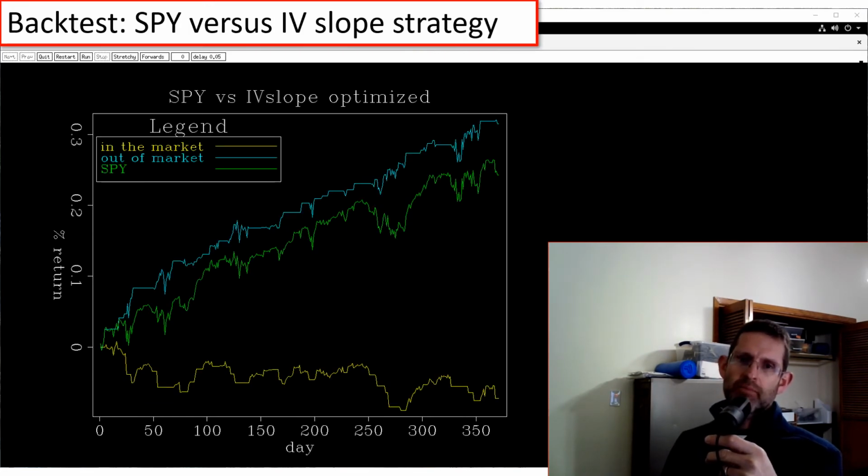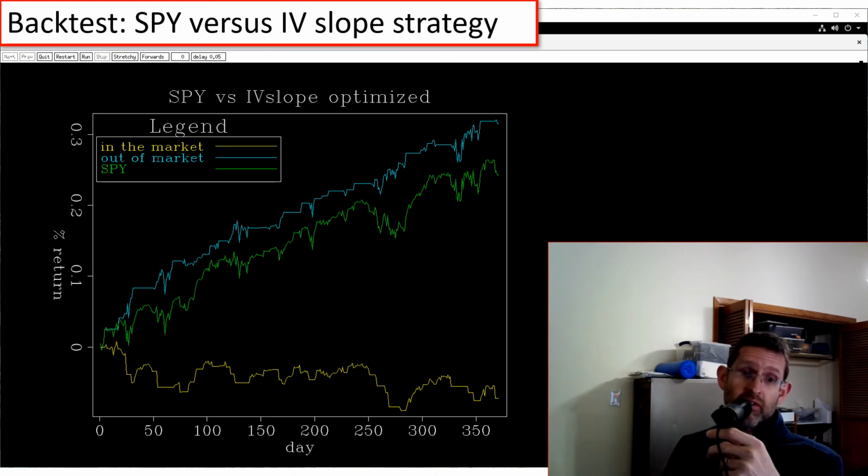Finally, here's a comparison of the SPY 1 year percent return in the green curve versus when the IV slope strategy is active in blue. I've also plotted when the strategy tells you to get out of the market, which is yellow. So we're able to beat the market, at least in this backtest, with the IV slope strategy with this particular stock over the past year. It's no guarantee of future performance.